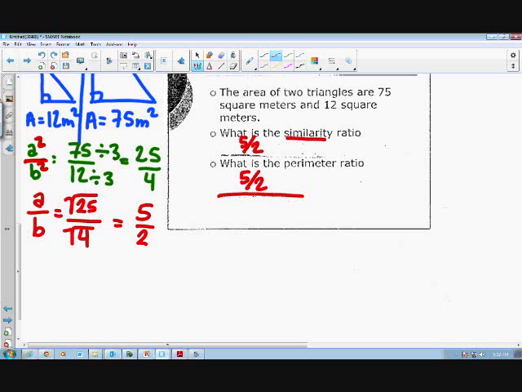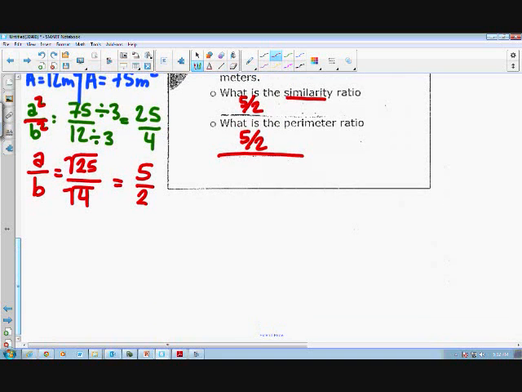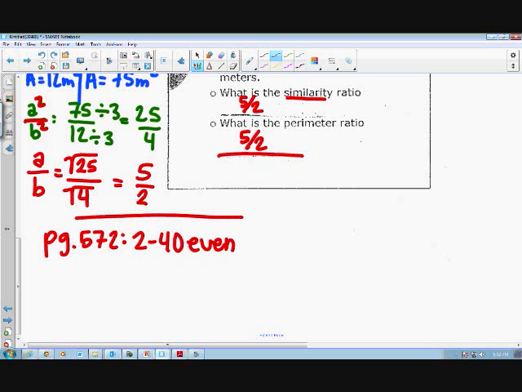Okay, that's the end of the notes. For the rest of class, you will be working on your assignment in your book. The book assignment is page 572, 2 through 40, even. There are 3 steps to do your homework correctly. Number 1, write down the problem, which for many of these means copying down the figures and labeling the shapes. 2, show your work. 3, box up the correct answer. Please make sure you're doing all 3 steps.